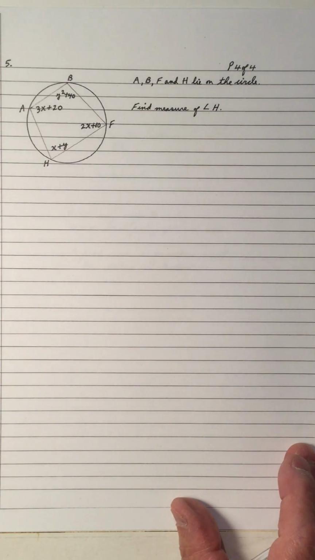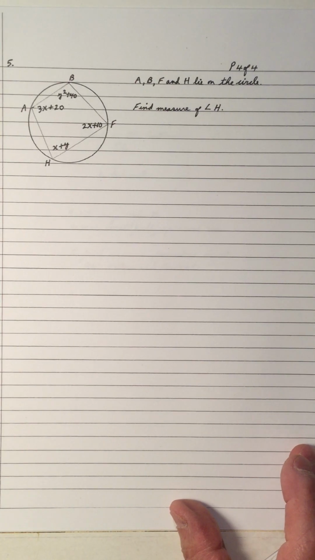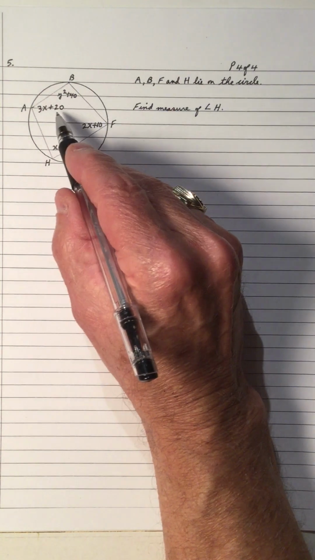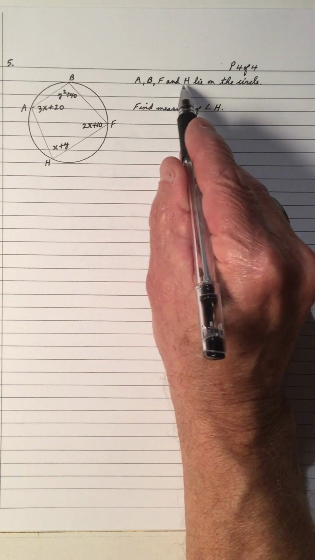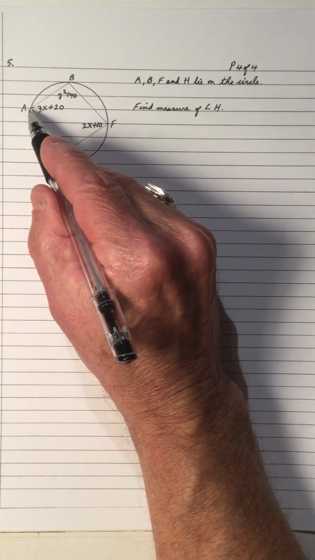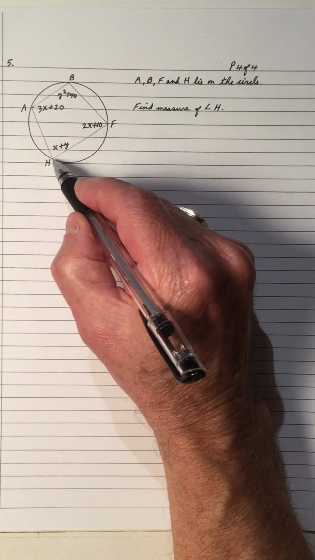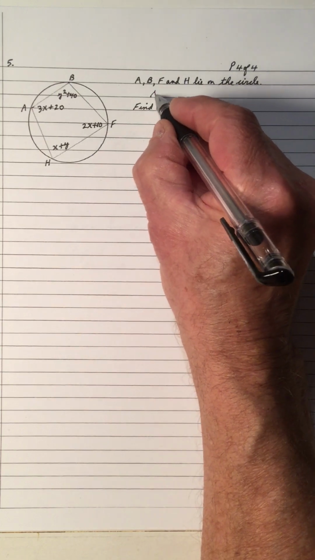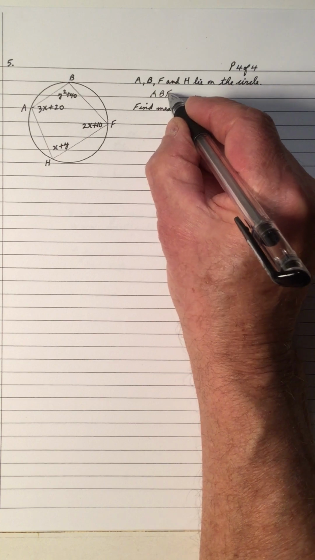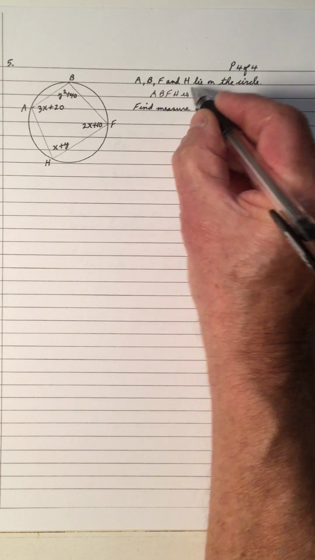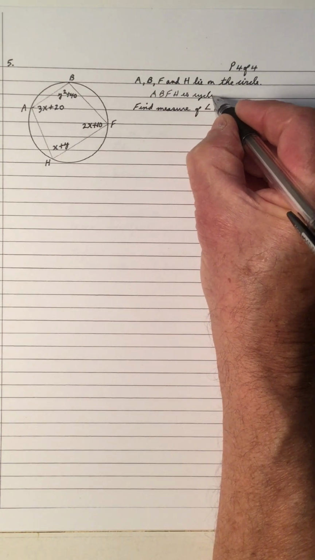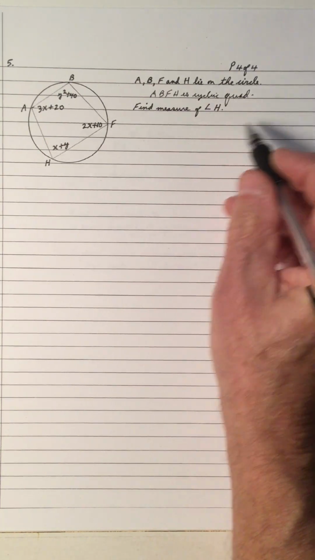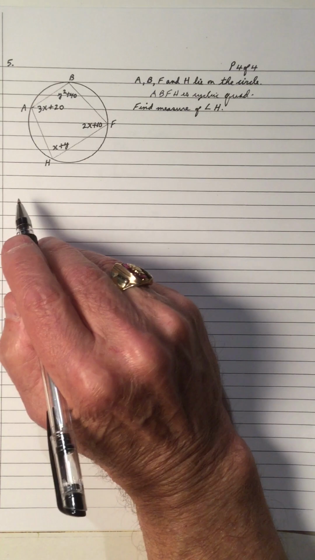Okay, let's continue. Now we have a similar question, but I arranged a little bit more algebra. A, B, F, H lie on the circle. That means that A, B, F, H is a cyclic quadrilateral. Now we want to find the measure of angle H.